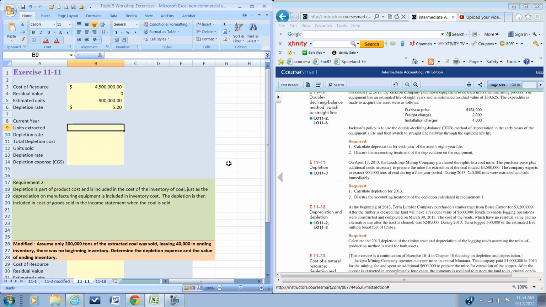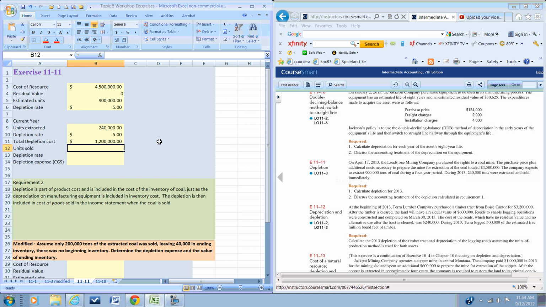In the current period, the company extracted 240,000 tons of coal. We will then take that and multiply it by our depletion rate. And we have a total depletion cost of $1,200,000.